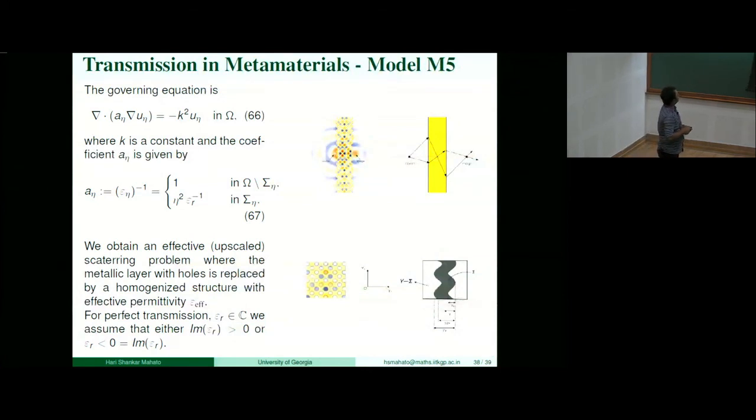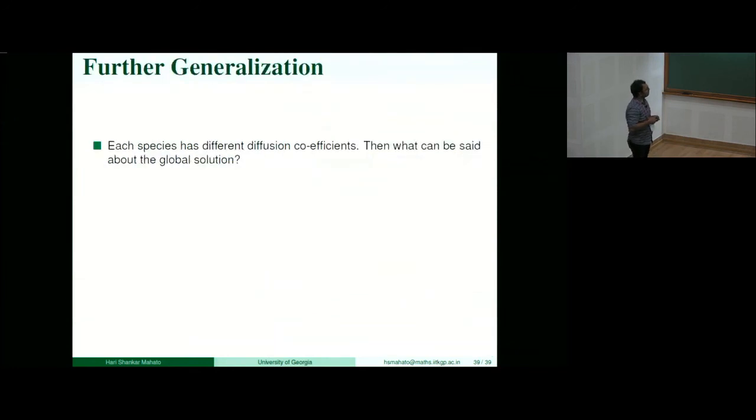All right, so from a material science point of view, these are the 5 models that I worked with, and we are still working on further generalization of these models. First of all, the diffusion-reaction equation system that I showed at the beginning of this talk: as I said, for different diffusion coefficients, the existence of solution is not known. So what can we say when the diffusion coefficients are different? That's the first generalization one could make.